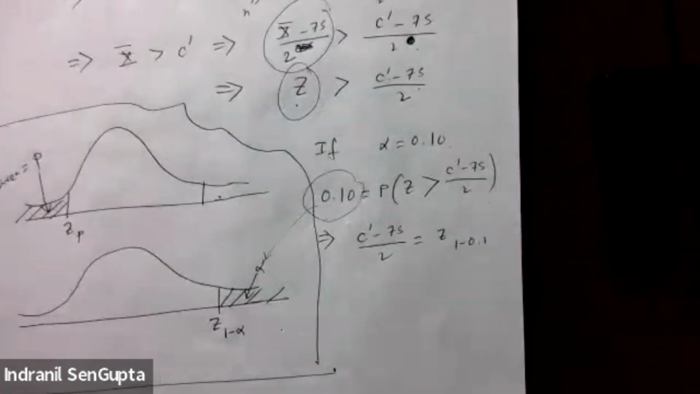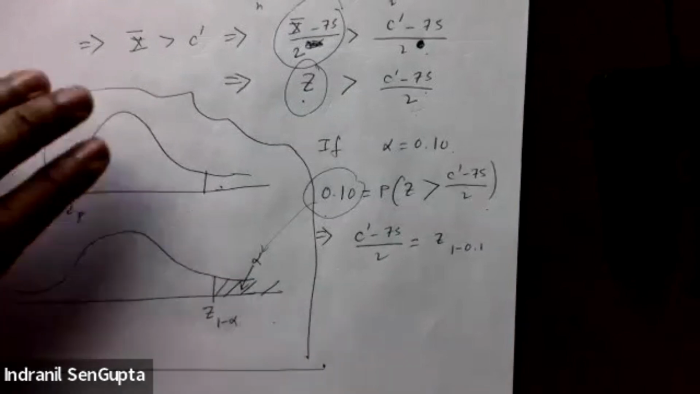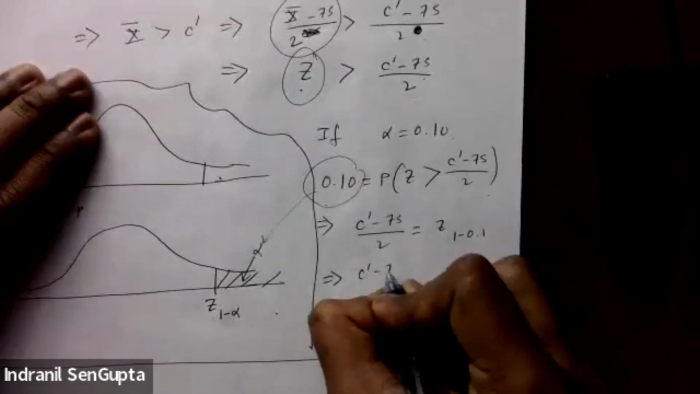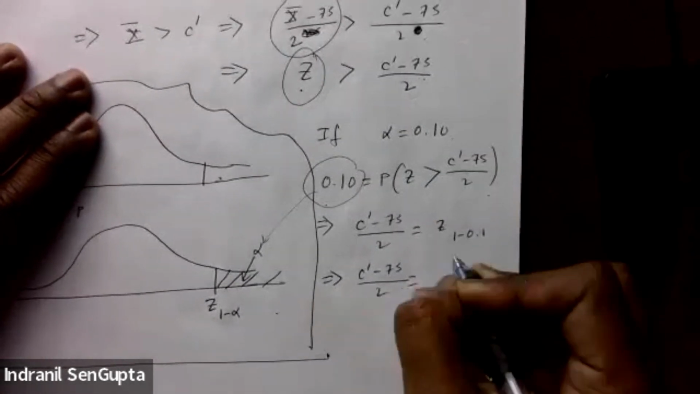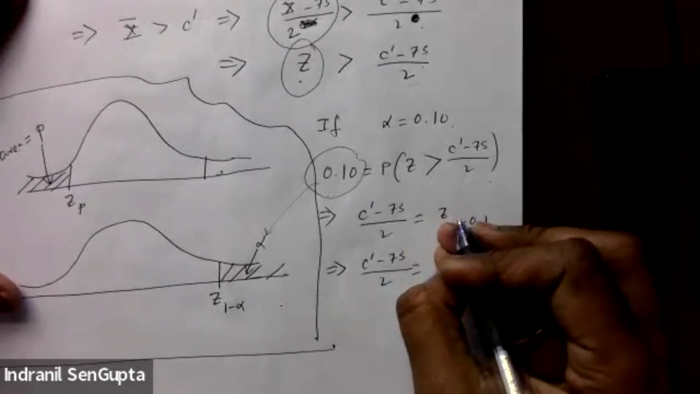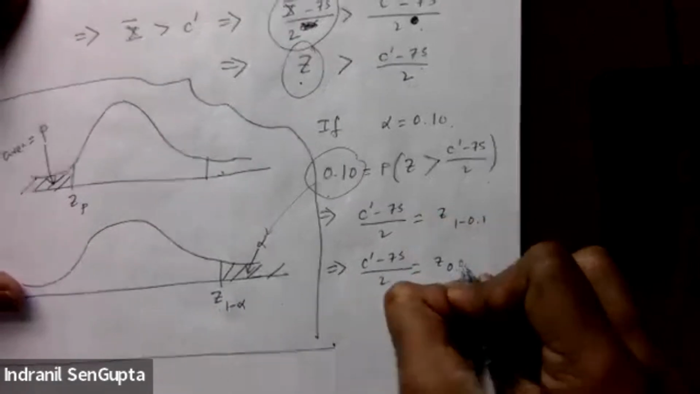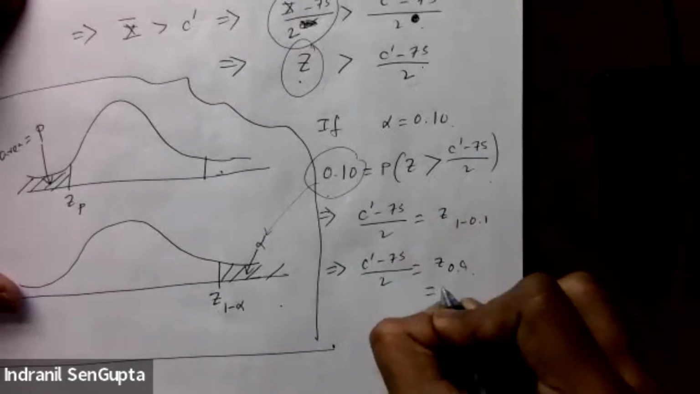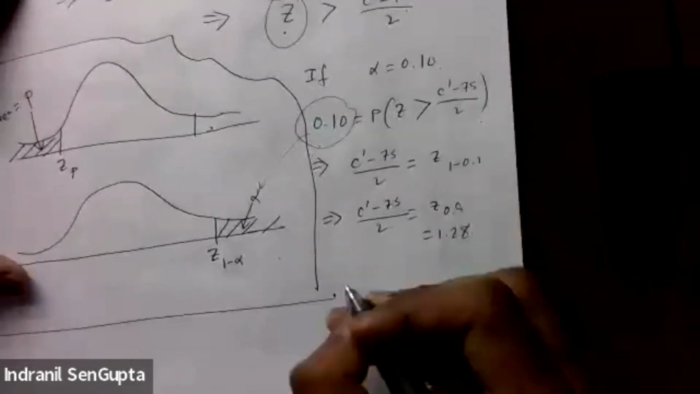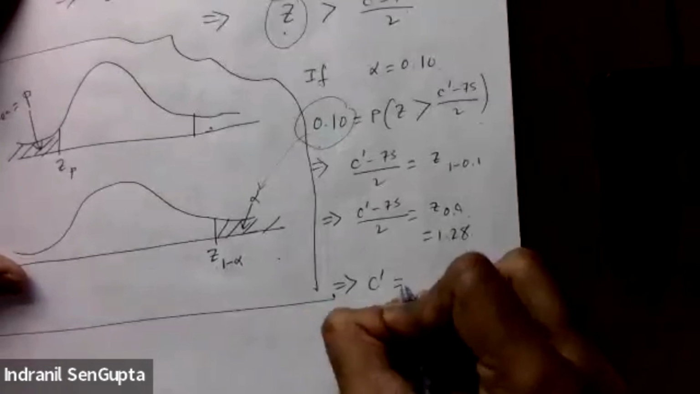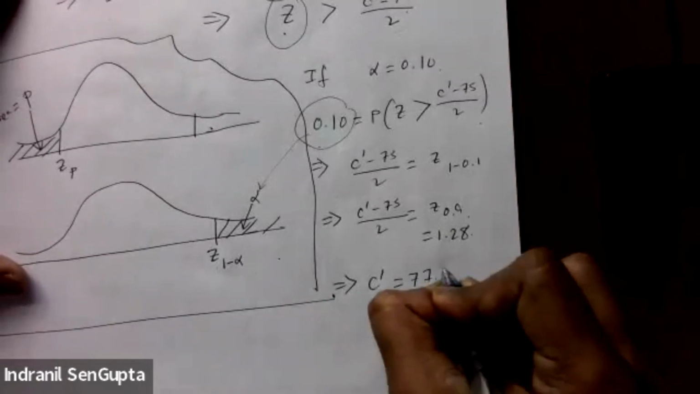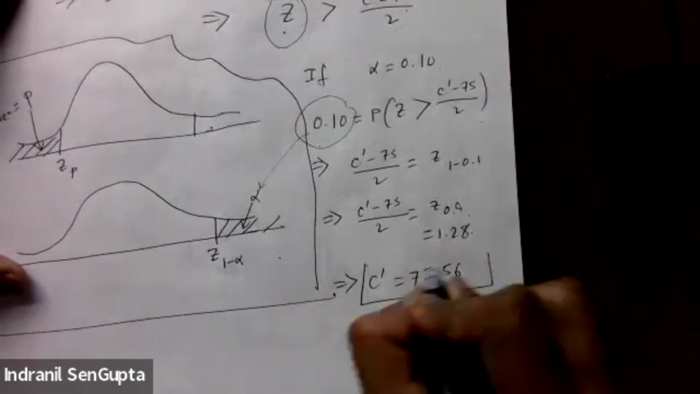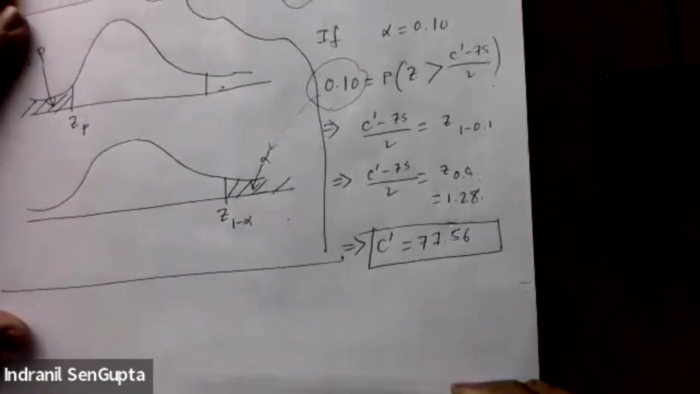So therefore, if I compute this, what I end up with is (c prime minus 75) over 2 is z of 0.9, which you can find from the table is 1.28. And that means if I solve for c prime, it becomes about 77.56. Okay, that's pretty much it.